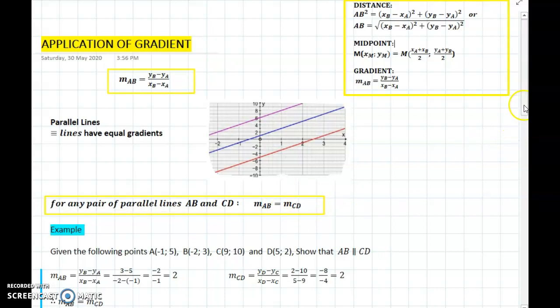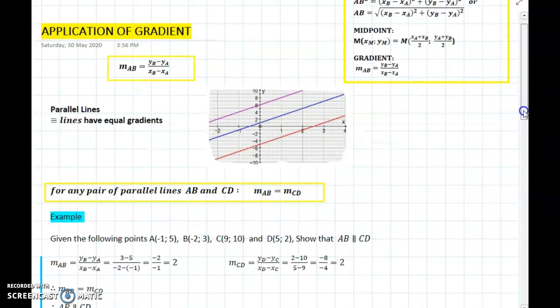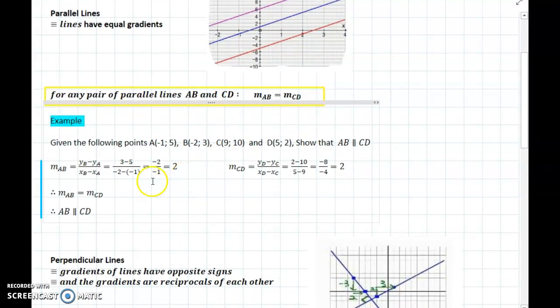Let's look at an example. You are given the points A(-1; 5), B(-2; 3), C(9; 10), and D(5; 2). The question says, show that the line AB, in other words, the line joining those 2 points, is parallel to CD. The moment they talk about lines being parallel, I'm going to work out the gradients. I'm going to work out the gradient of the line AB, which means I focus on these 2 points here.